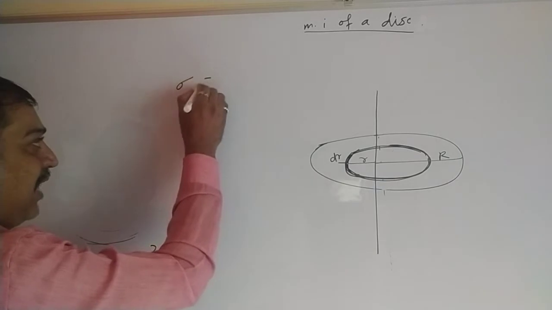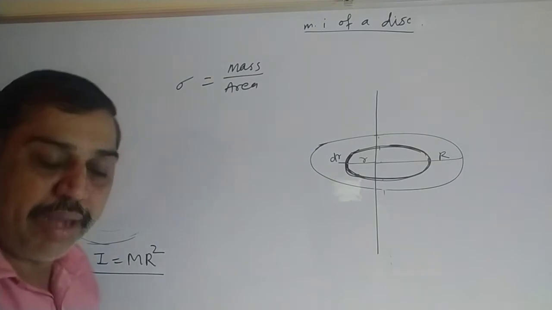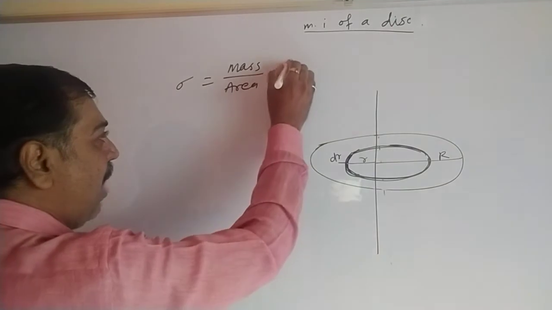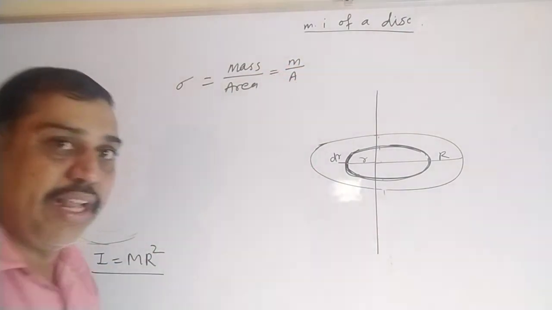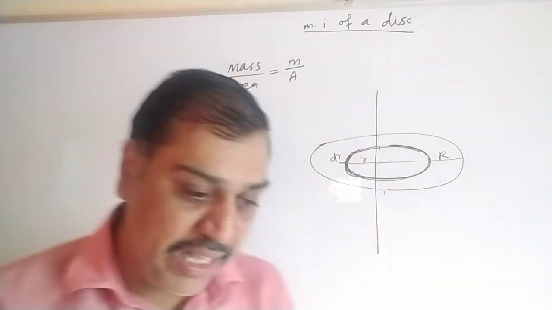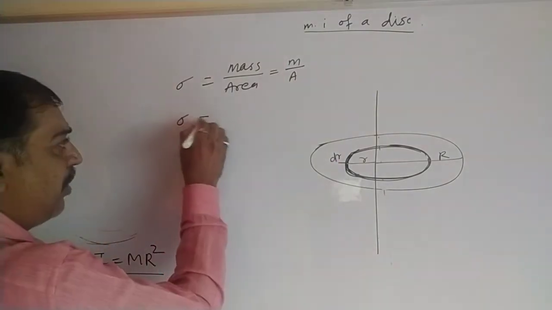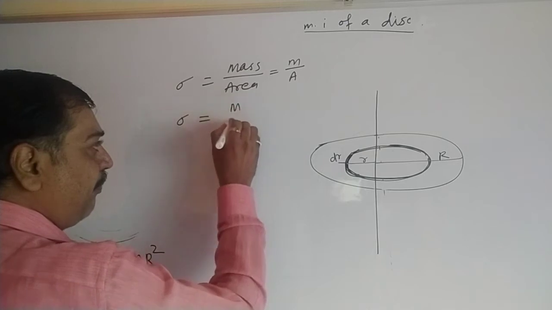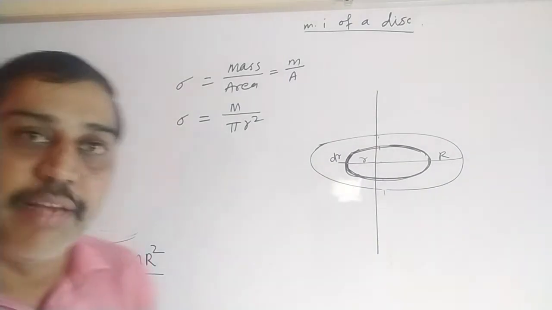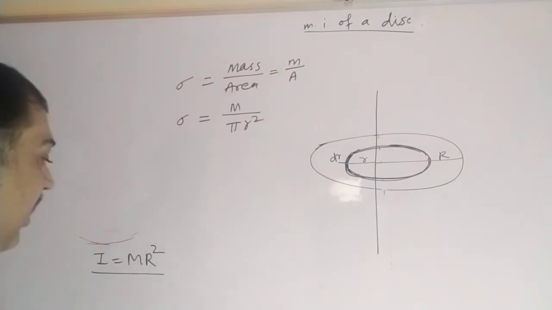Sigma is said to be mass divided by area, mass per unit area. In short we can write M divided by A. It is said to be the surface density of a disc. As it is a disk, for this disk sigma equals, suppose the mass of the disk is capital M and the area of the disk is pi r square. So sigma is M divided by pi r square, that is nothing but the surface density, mass per unit area of this disk.